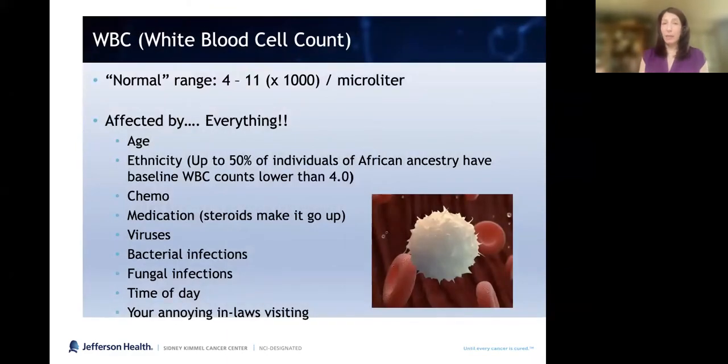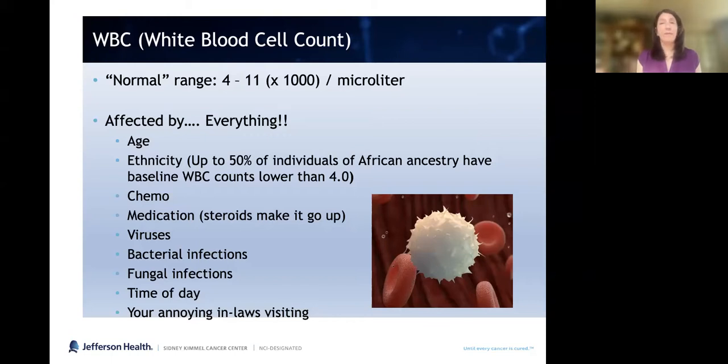So white blood cells is a good place to focus. So the normal range of white blood cells is huge, right? It's 4 to 11 microliters, which is really 4,000 to 11,000 per microliter. And that number can be affected by a lot of things. So like I said, it can be affected by age. It can be affected by ethnicity. So up to 50% of individuals who have an African ancestry have a baseline white blood cell count lower than 4, and that means nothing. It's not outside their normal range.